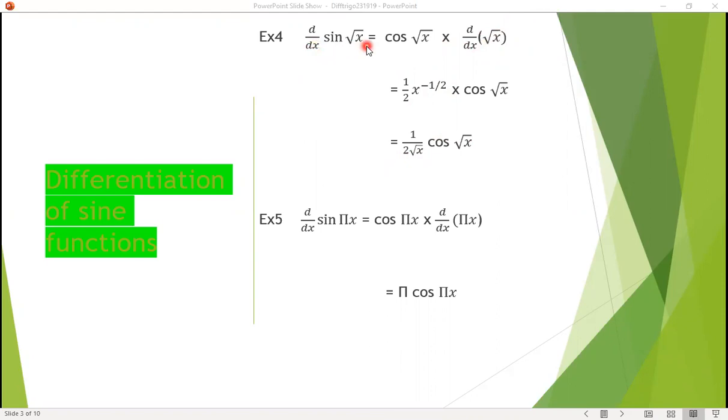Differentiation of sine root x is cos root of x multiplied by differentiation of root of x. Root of x is x power half. So to differentiate, bring the half down, subtract 1 from the power, so it's minus half. So the final answer is cos root of x upon 2 root of x. The next example, differentiation of sine pi x is cos pi x multiplied by the differentiation of pi x, which is pi.